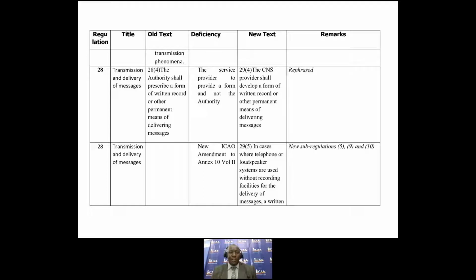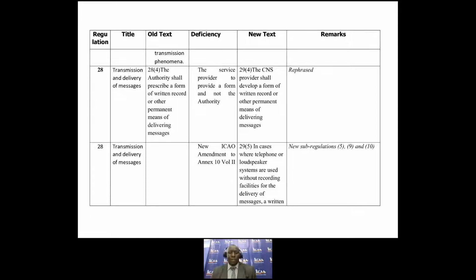Then regulation number 28, on the transmission and delivery of messages. This is just a rephrasing of the regulation. It was talking about the authority shall prescribe a form of written record or other permanent means of delivering messages. So it's the CNS provider who is supposed to develop a form on how messages are supposed to be written before the transmission and delivery. It's not the authority to do that, it's the service provider.